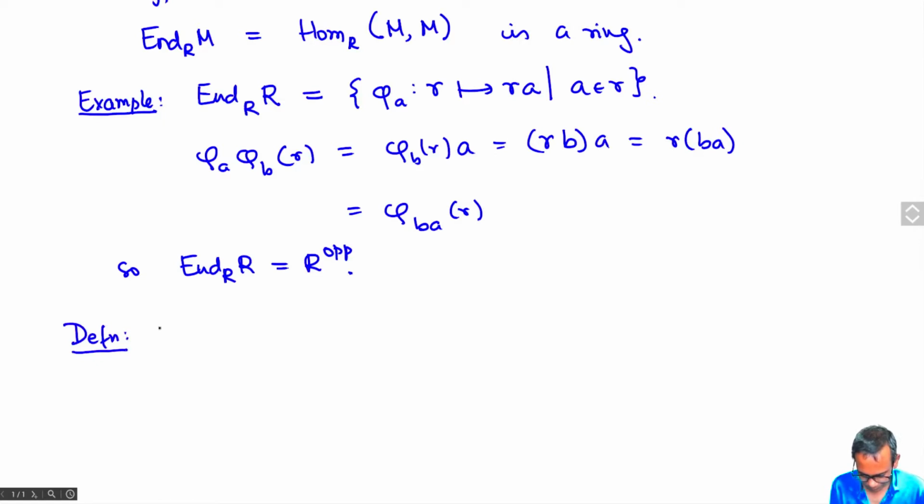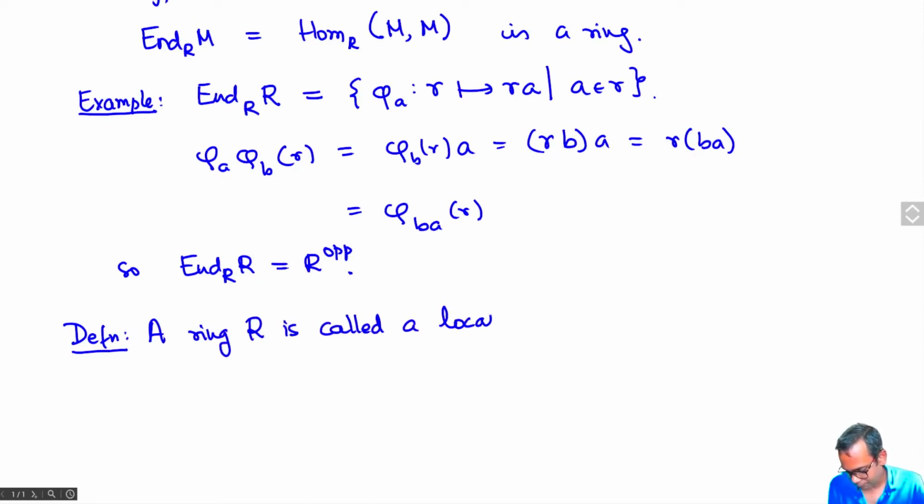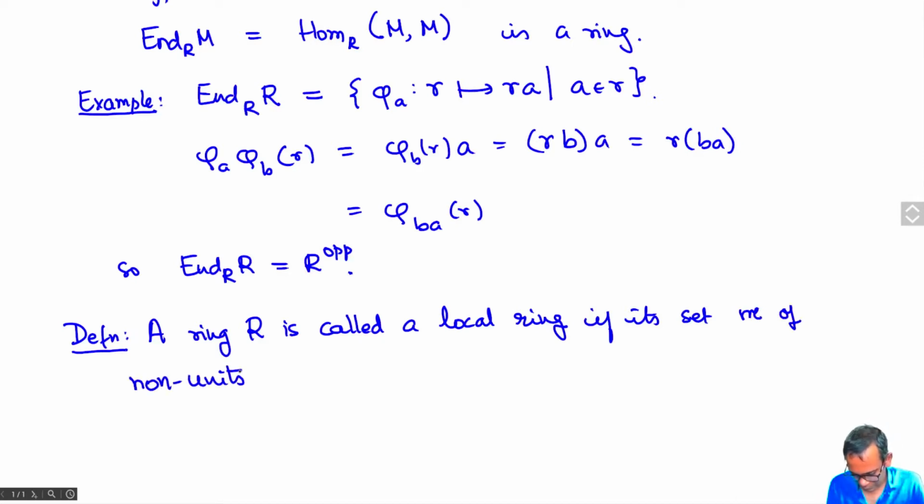A ring R, and this will be applying not to the original ring R whose module we're looking at, but to its endomorphism ring. But this definition is general. A ring R is called a local ring if its set M of non-units, that means elements which don't have an inverse, is a two-sided ideal.